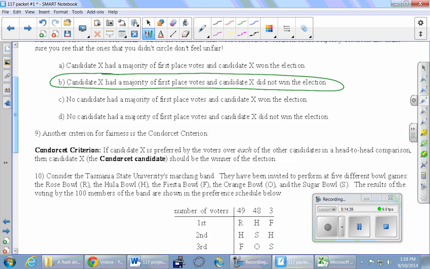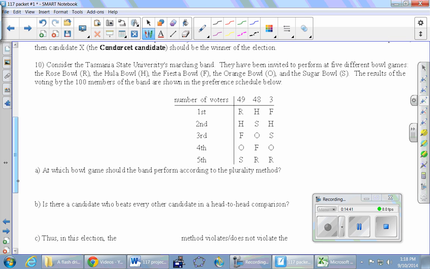Okay, let's take a look at number 10. I think there's some doubters in the back. Jen, can you read 10?